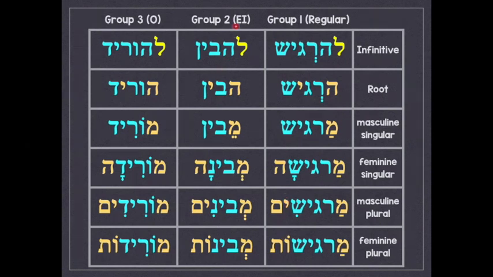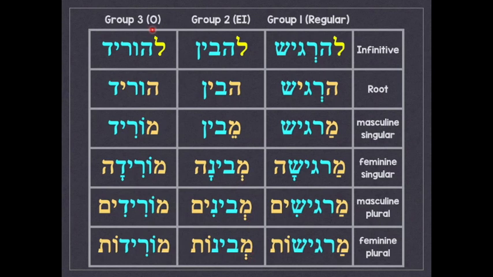Then the second group, we call this the E group, because instead of that initial sound being an a, as in margish, it's actually e, as in mevin. So you get rid of that lamed, hevin, and you switch out the he with a mem, so we get mevin. Mevin, again, the e instead of an a. So mevin, mevina, where that e turns into a shva sound, mevinim, and mevinot.